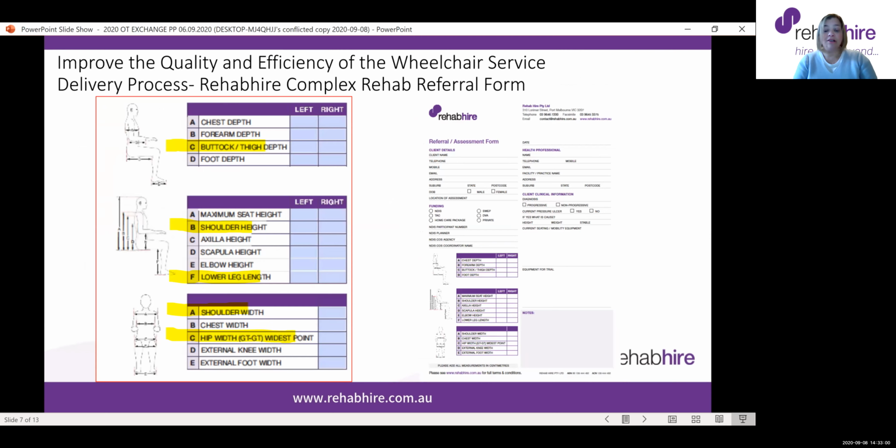What you'll see here now is an enlarged copy of the measurements. And I'm going to highlight just 5 of them for today. The buttock thigh depth, shoulder height, lower leg length, shoulder width, and hip width at the widest point are absolutely critical for us to find a demo chair and set it up properly in order to make sure it's a good trial. So along with the standards book, you also have a diagram here to remind you of what those measurements are and to give us those measurements in centimeters.